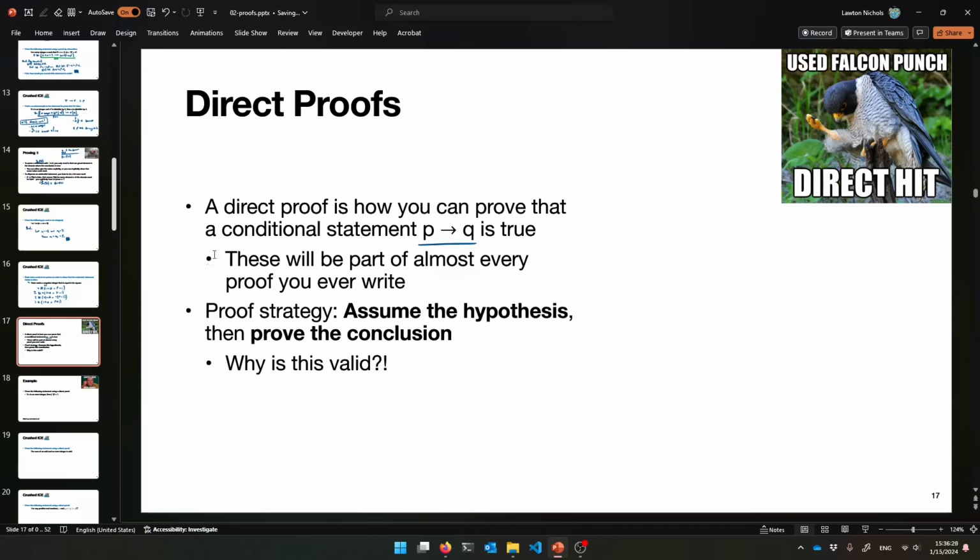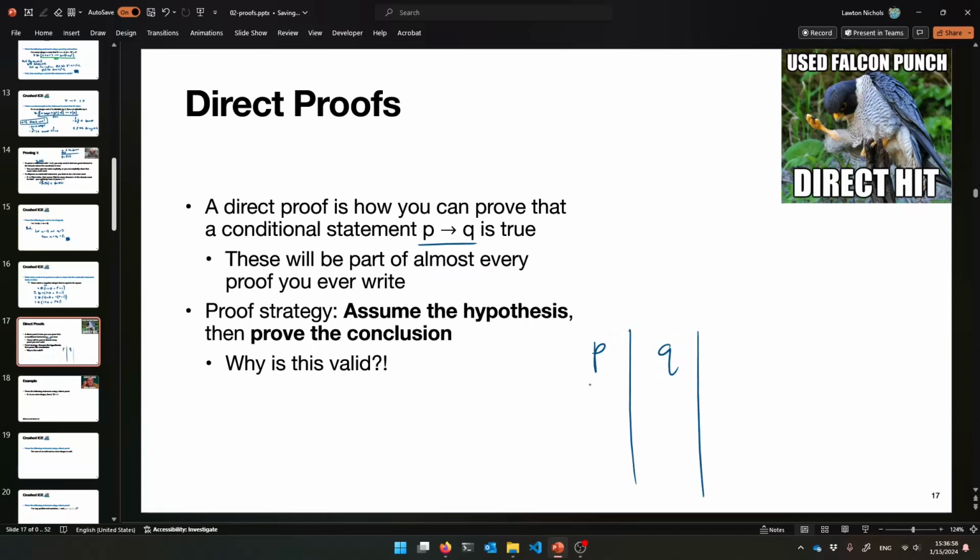Pretty much every proof you're ever going to write will look like this. It will be a direct proof. The strategy is to assume that the hypothesis is true, assume that you're in the universe where the hypothesis is true, and then show that the conclusion is also true. That's how you prove that this conditional statement is true. And let me prove to you, I guess that's a pun, that this is a valid form of reasoning, that a direct proof really does work.